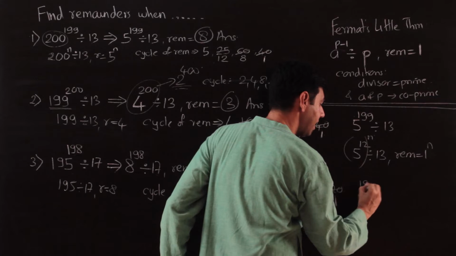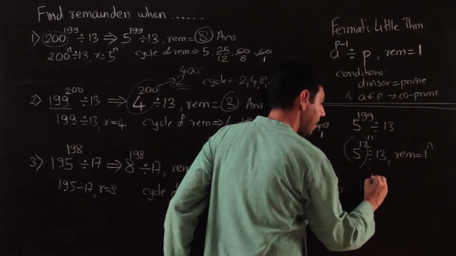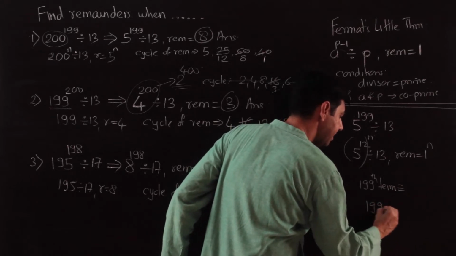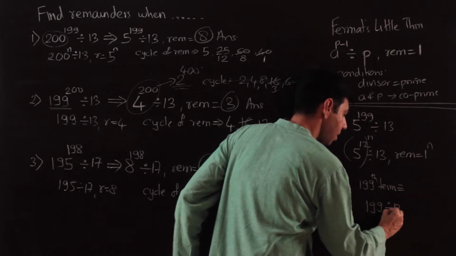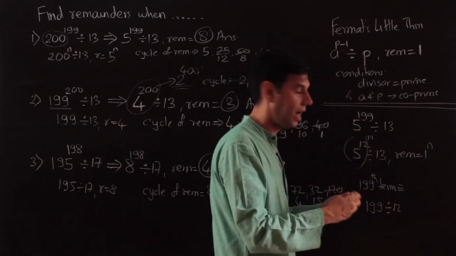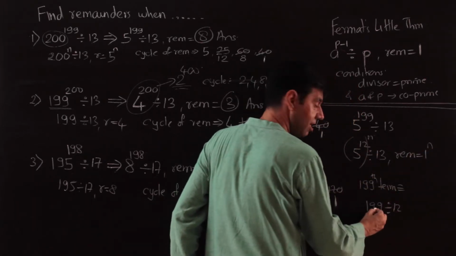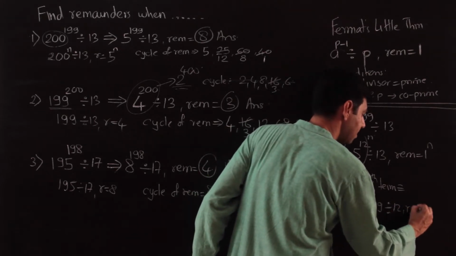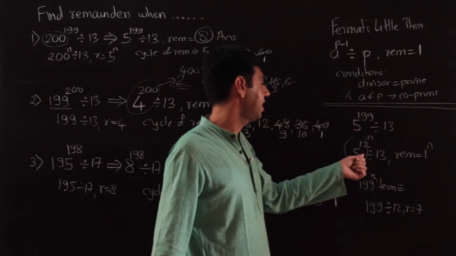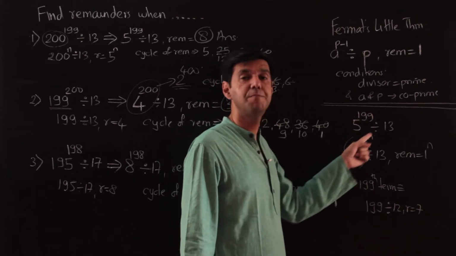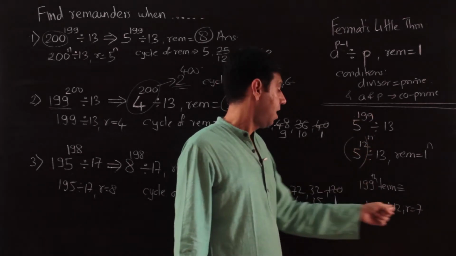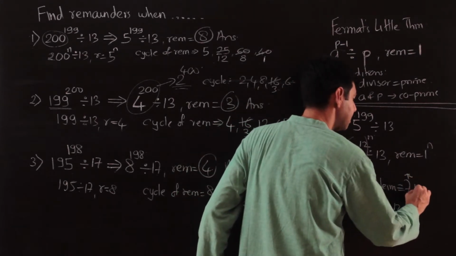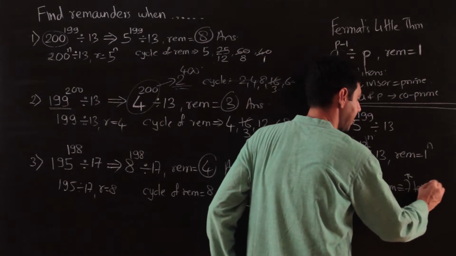So I would go to the 199th term. You would do 199 divided by 12. Why 12? Because at 12 it becomes 1. 12 ones are 12, 12 sixes are 72. So this will give me a remainder of 7. Unfortunately, 199 is not a multiple of 12. You have a remainder of 7. So that is going to be the 7th term of the cycle.